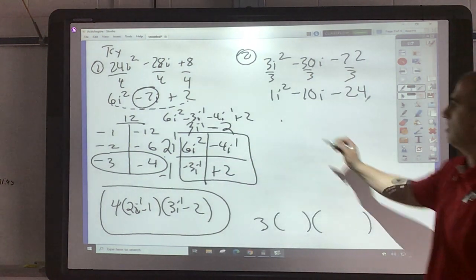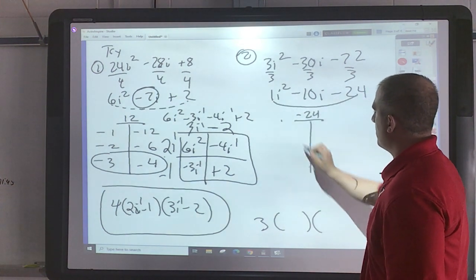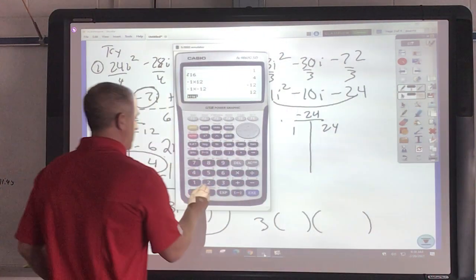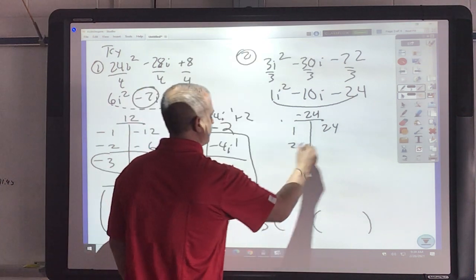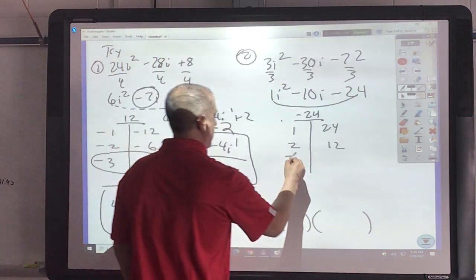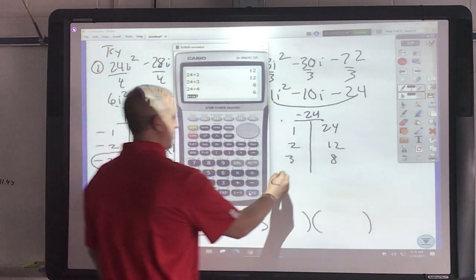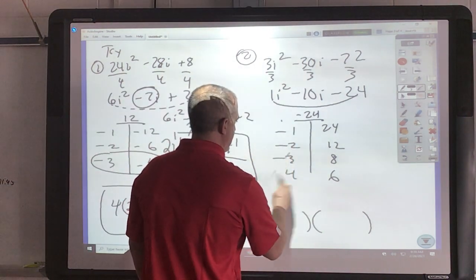Okay, so 1 times negative 24 is negative 24. Factors there, 1 and 24. I'll do one factor chart with you. 24 divided by 2 would be 2 and 12. 24 divided by 3 would be 3 and 8. 24 divided by 4, 4 and 6. Since I see negatives, I make one side negative.